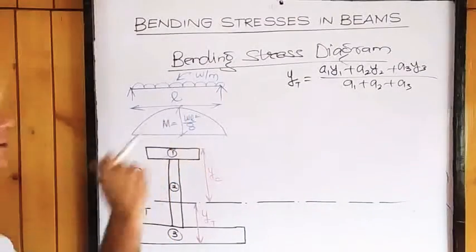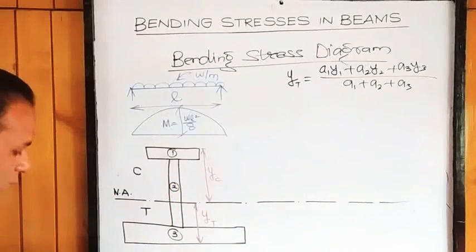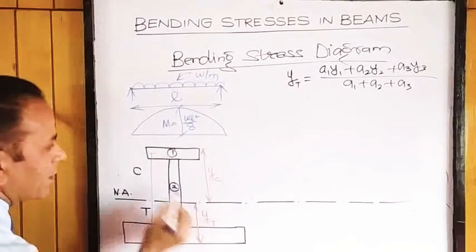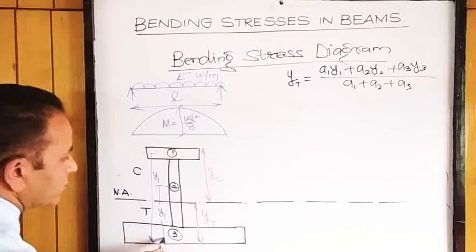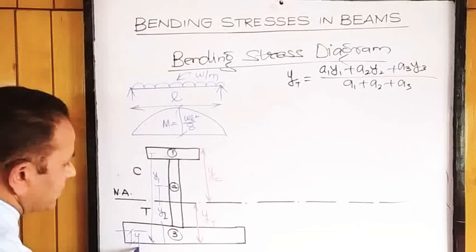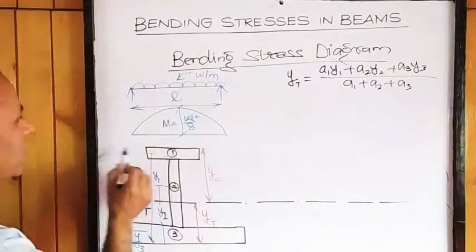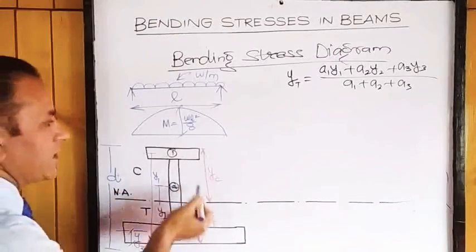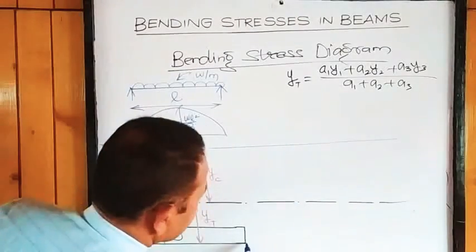So we correspondingly find out the CG, where Y1, Y2, Y3 are the distances up to the individual centers from the base, from where we have taken YT. This will be Y1, the center of the second rectangle will be Y2, and the center of this from the base will be Y3. Okay, we'll find out the location of YT. Overall depth is D. From overall depth, we subtract YT and we obtain YC as well. Okay, we have got the location of the neutral axis now.